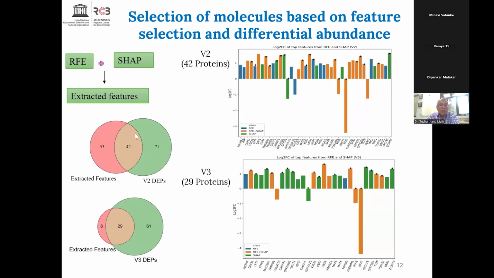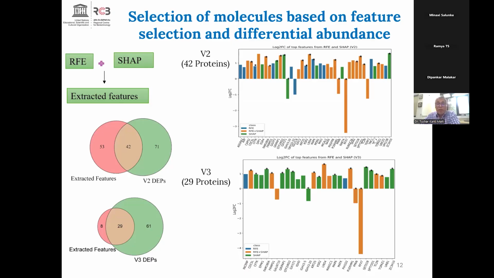So if we combine them, we have a common 42 features, which are identified in both the differential proteome as well as the feature extraction method. Similarly, for V3, we could get 29 features present in both the extracted features and the differential proteome. The star represents that these proteins are present in both V2 and V3 conditions.